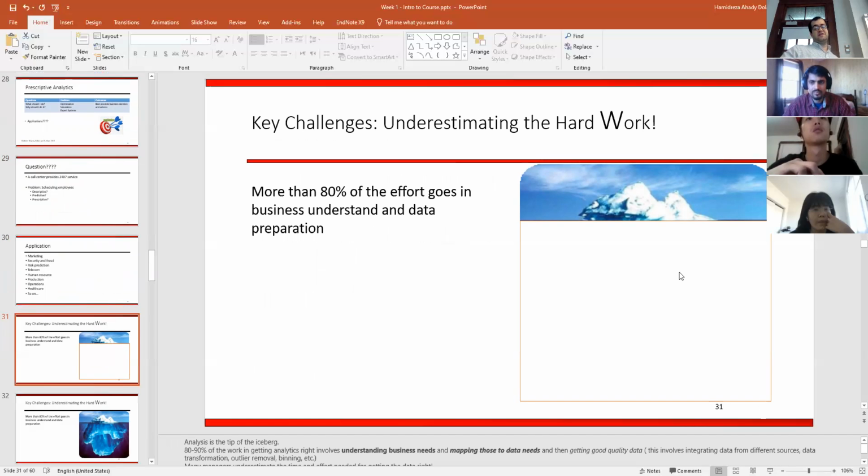More than 80% of the effort goes into business understanding and data preparation. So if you have bad data, it's garbage in, garbage out. If you don't have good data, probably your predictive or prescriptive analytics is not going to be good.